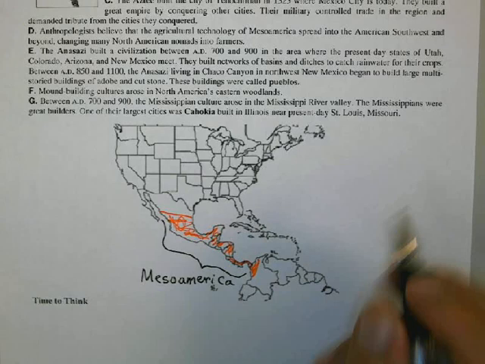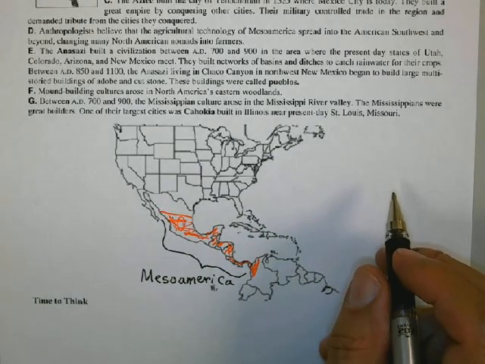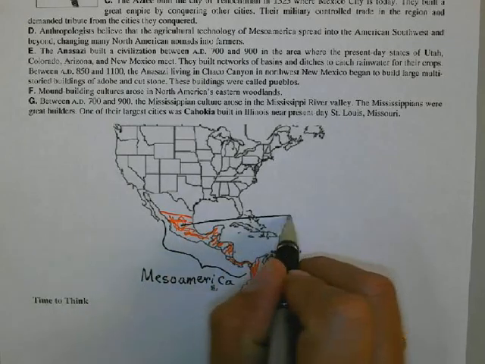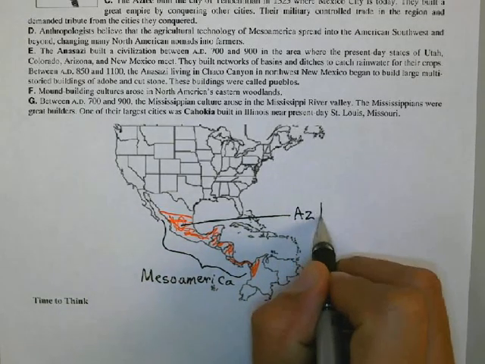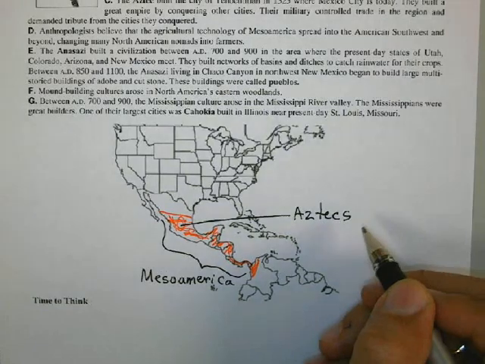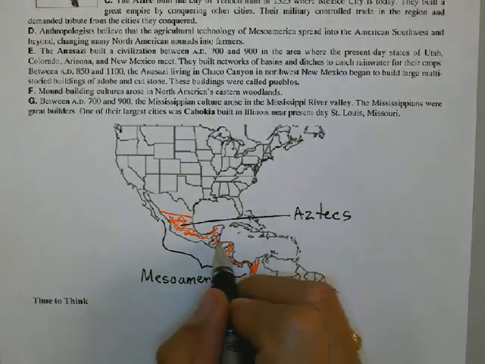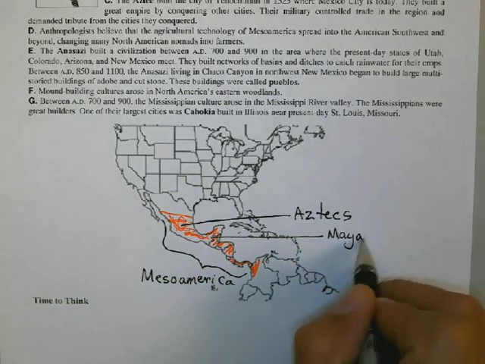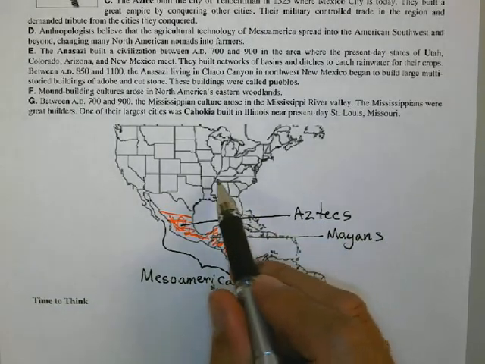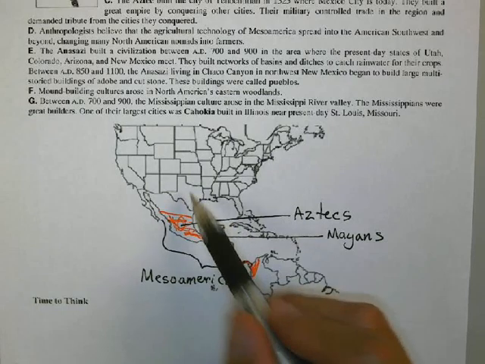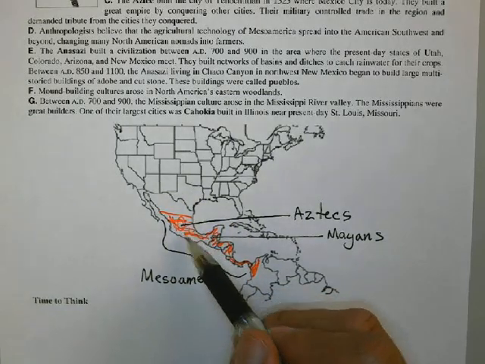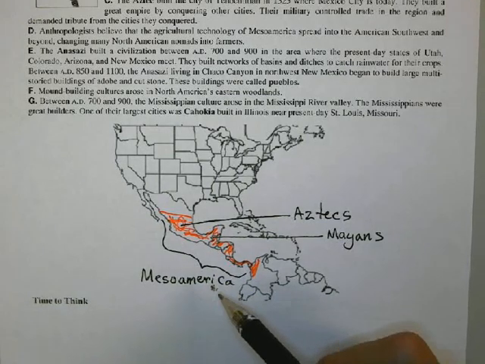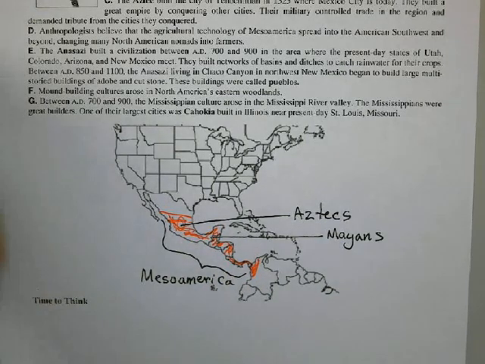And one of those groups are going to be the Aztecs that are going to be in that area. And another group are going to be the Mayans, which are going to be in that area. In a little bit, I'm going to be talking about the North American groups. But what is incredibly important is in Mesoamerica, this is where you're going to have the more advanced groups.